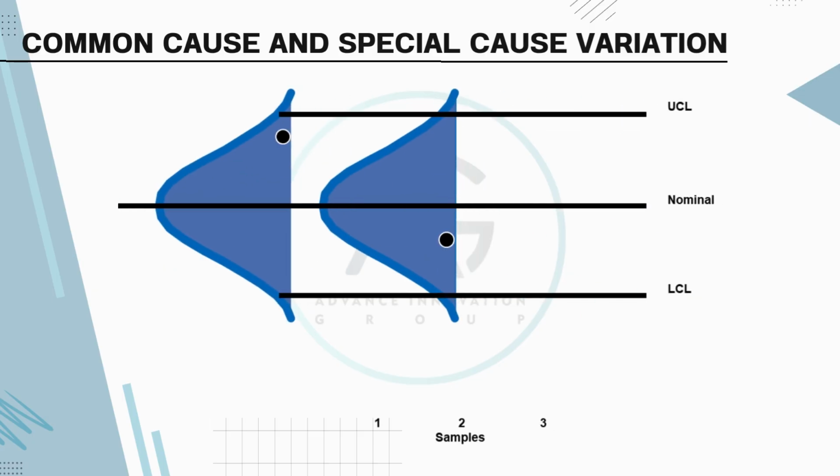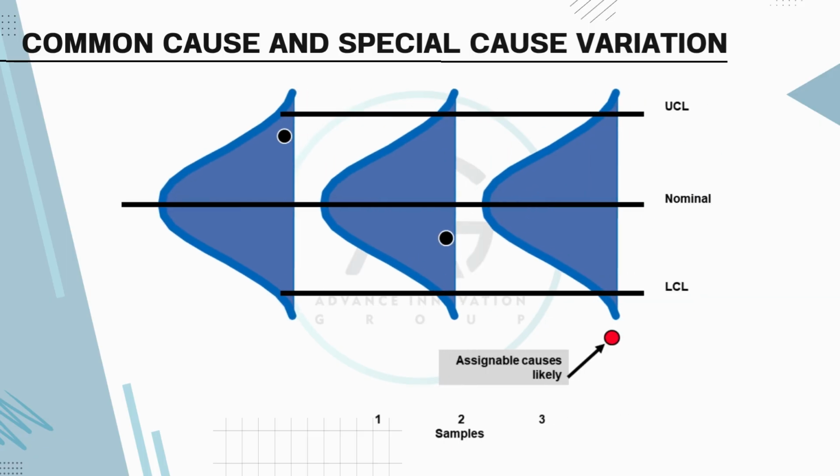This slide shows both types of variation. The left side represents common cause variation, which stays within control limits and reflects normal process behavior. The right side highlights a special cause as the point nears the lower control limit, LCL, suggesting an unusual event. Identifying and reacting to these signals is key to process control and improvement.